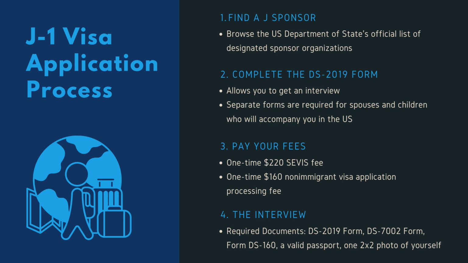You will need to submit the following documents prior to your interview: DS 2019 form, DS 7002 form, Form DS 160, a valid passport for travel to the U.S. with validity 6 months after the intended period of stay in the U.S., and one 2x2 photograph of yourself. We recommend that you check with your local embassy or consulate to confirm what documents are necessary for the application. You may also check out our J1 visa interview page, which is linked in the description, to prepare.